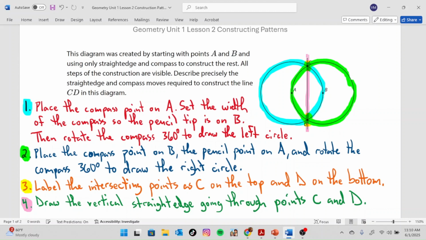So this is something you could practice doing in your classroom where you have access to a straight edge like a ruler and a compass, and see if you could also follow these directions and recreate this diagram.